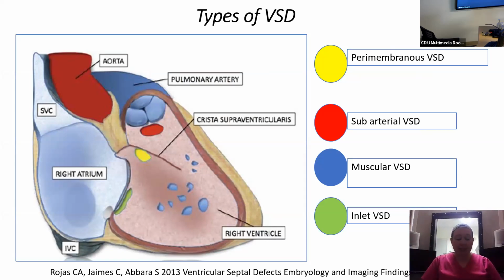The muscular VSD depicted in blue contributes to 5 to 20% of VSDs. These occur in the trabecular area of the IVS and are entirely surrounded by muscle. 68 to 75% of these will close spontaneously. Inlet VSDs, depicted in green, occur with endocardial cushion defects and are often seen in trisomy 18 and 21. They are often associated with ASDs and atrioventricular valve defects. Subarterial or outlet VSDs are located below the semilunar valve, and 5 to 7% of these are isolated VSDs. They are often associated with aortic valve prolapse and regurgitation.